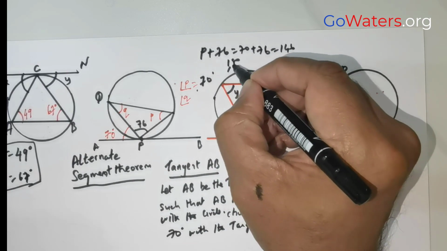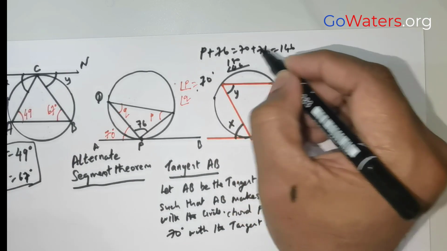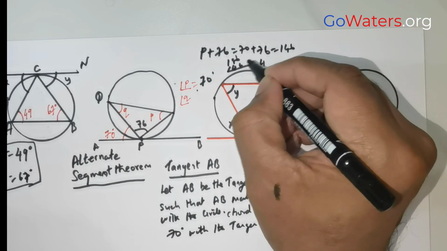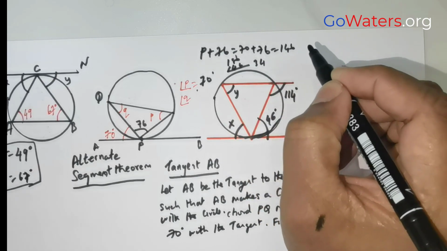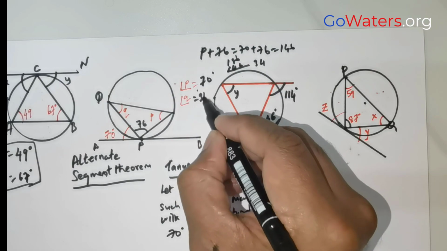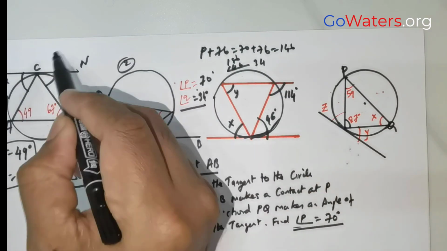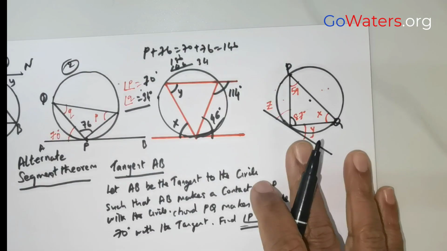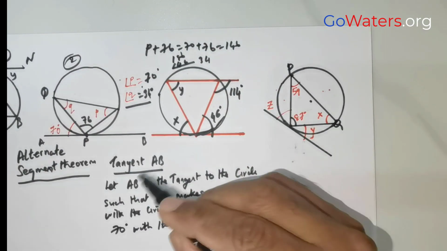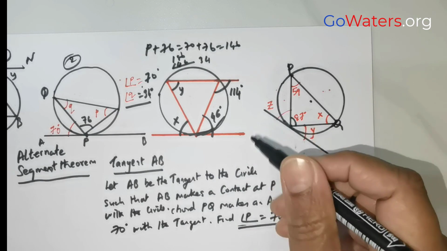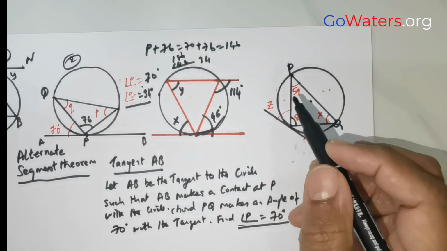I subtract 146 from 180. So 10, 4, 7, 34. Right? So this is going to be 34 degrees. So that's the solution for question number 2. So this is question 2 and question 1. So moving on. So the same concept we are utilizing, right? The alternate segment theorem, that comes in handy.